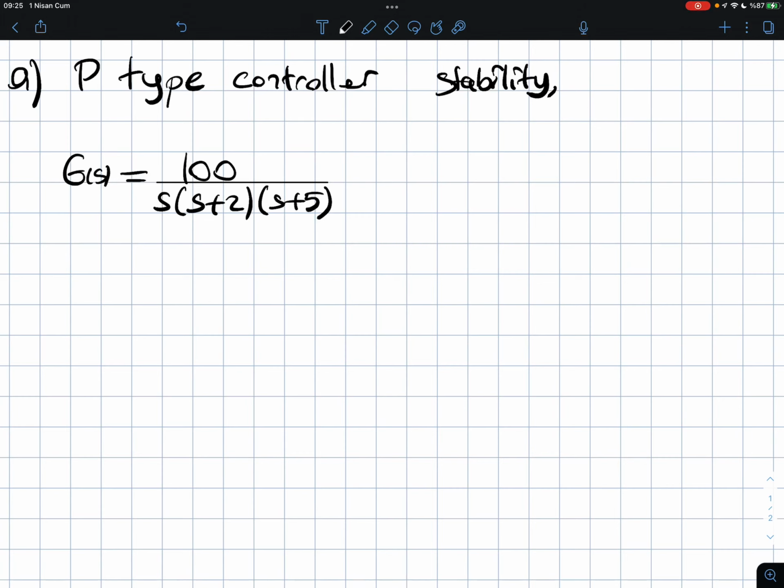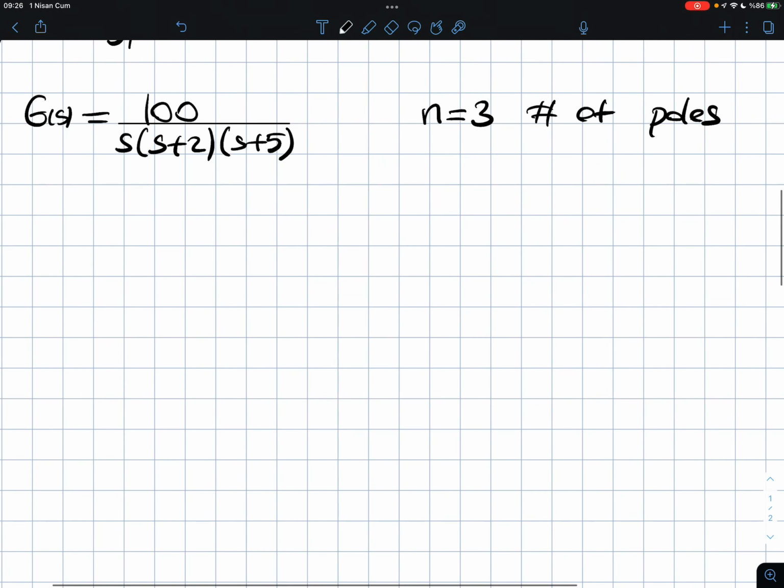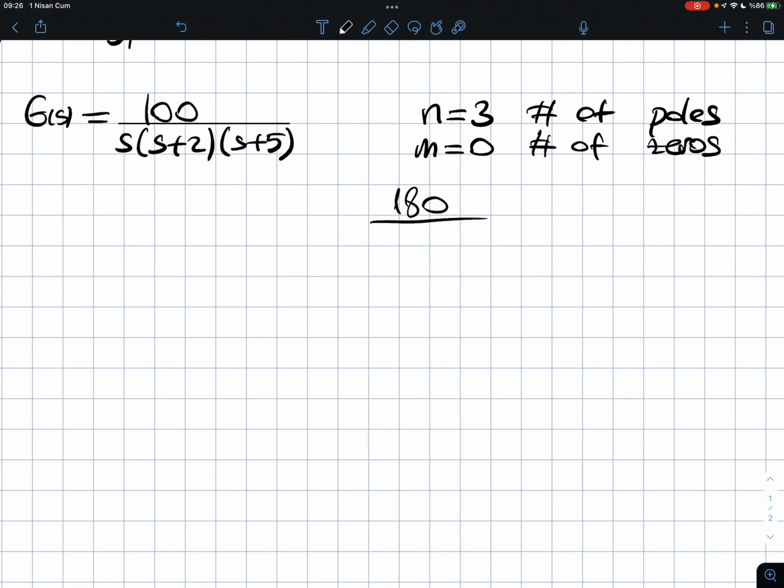So we have three poles, number of poles, and we have no zeros, number of zeros. Therefore, our asymptote angles would be 180 divided by n minus m, which is 60. Of course, not only 60, minus 60 and 180 are also our asymptote angles.